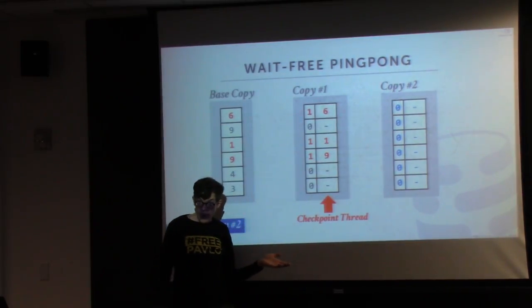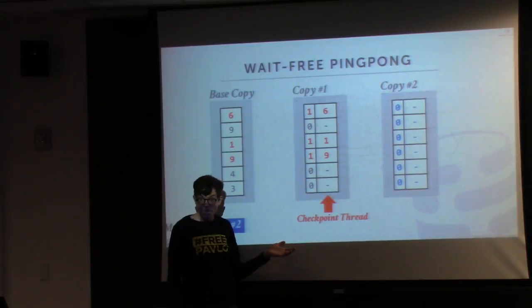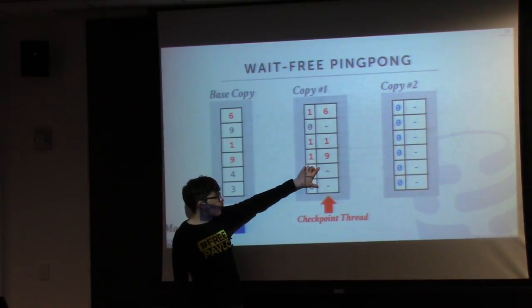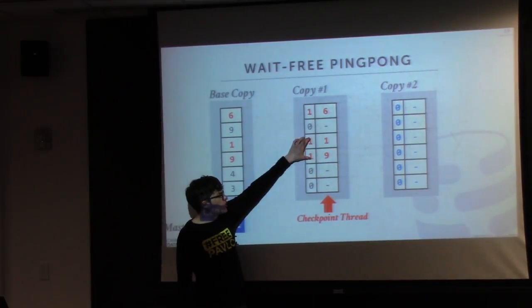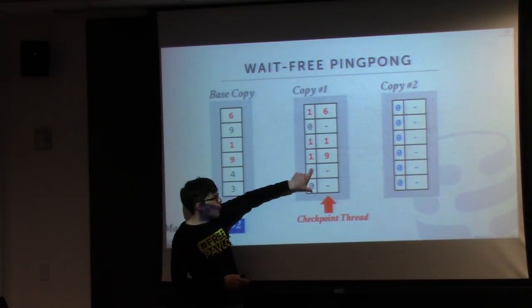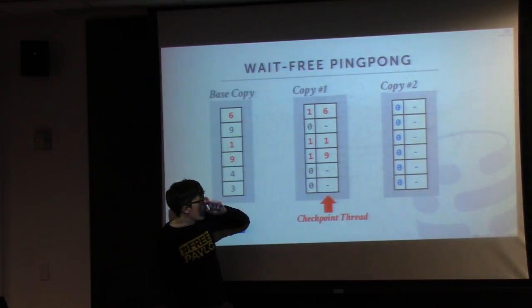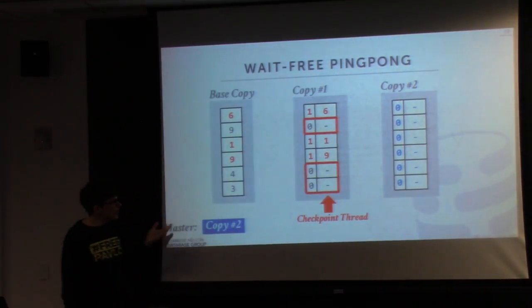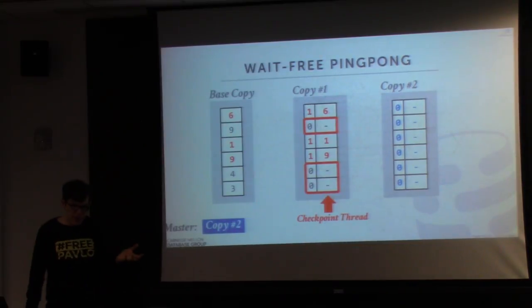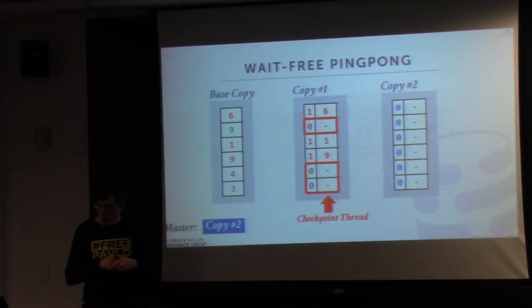Well, what's one problem here? Right, she said the changes since the last checkpoint. We don't have the original values because, remember, they were zeroed out when we started. So what we need to figure out is how we actually fill in these contents.